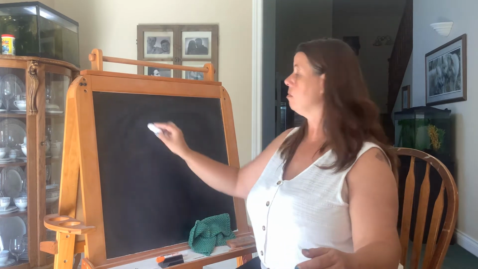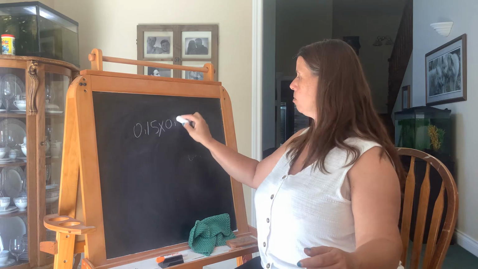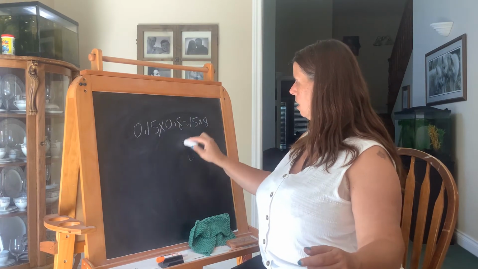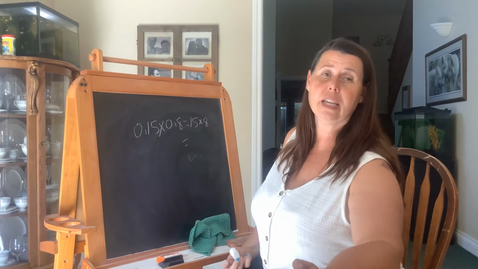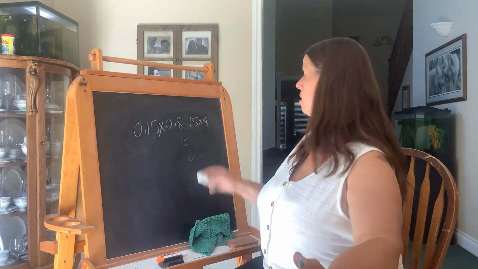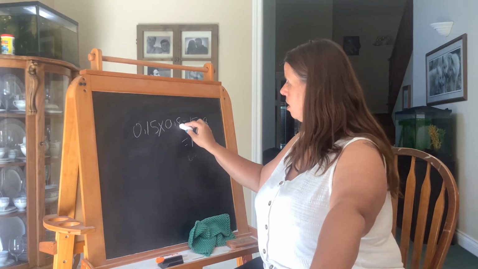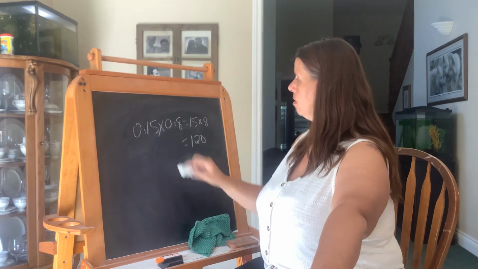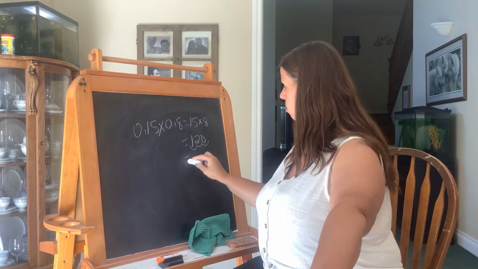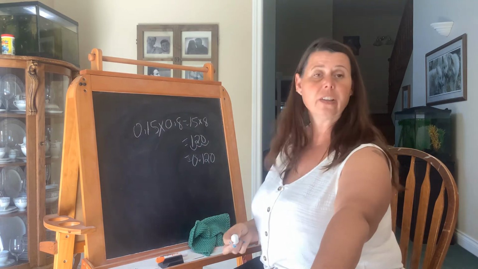We'll try D. 0.15 times 0.8. Okay, we're going to pretend they're whole numbers. 15 times 8. All right, let me think about this. 10 times 8 is 80. 5 times 8 is 40. So 80 and 40 is 120. Now I got to count up my decimal places. 1 here, 2, 3. 2 here, 1 there, so that's 3. So I'm going to go 1, 2, 3. So it equals 0.120 if you like. Okay?